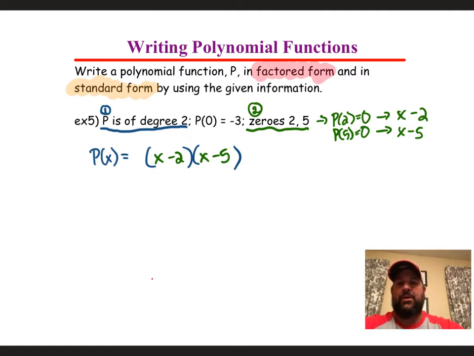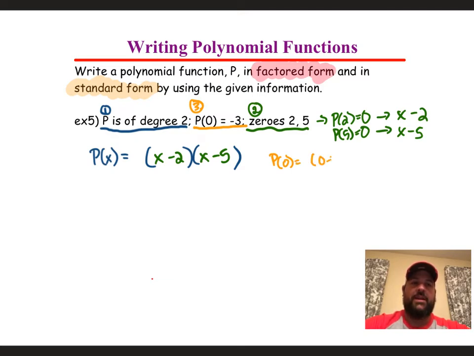And this is where we now go back to the middle piece of information here, that p of 0 equals -3. So the third thing tells me if I plug in 0 for the x's, I should end up with -3. So if I check that right now, p of 0, and I take 0 minus 2 times 0 minus 5, that actually gives me -2 times -5, which is 10. I don't want to end up with 10 though. I'm supposed to end up with -3.